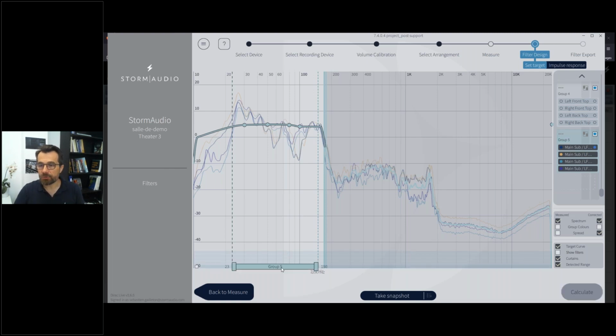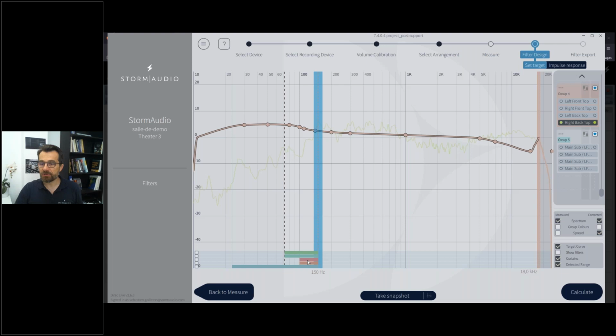So you will make sure that you click the group. Here, the subwoofer, you should see that calculate becomes selectable. If you do not click here, it means that you are not using the other subwoofers to support the main sub. So you need to make sure that you select it. So that's the adjustment.